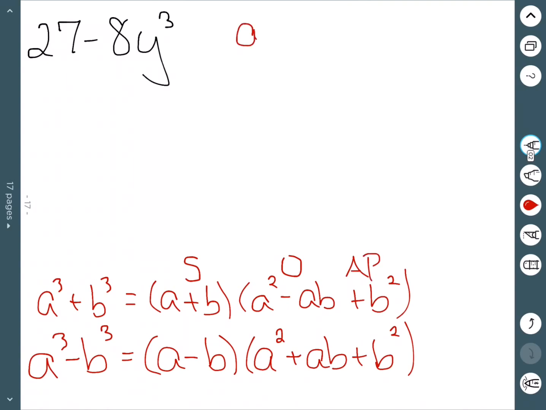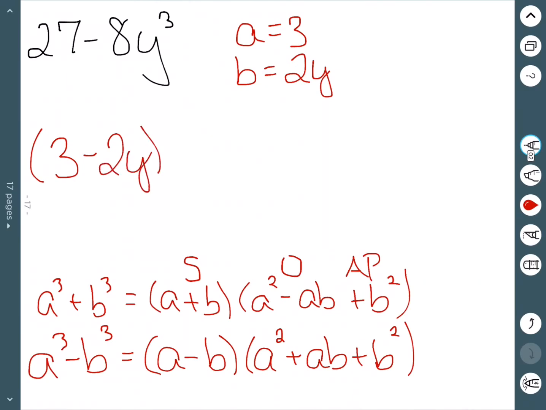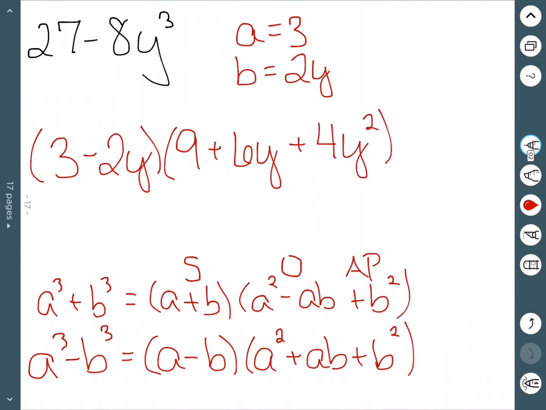For this particular problem, a is going to be 3, since 3 cubed is 27, and b is going to be 2y, since 2y cubed is 8y cubed. When I use my formula, I then have (a minus b) times (a squared, 3 times 3 is 9, plus a times b, so that is 6y, plus b squared. 2y squared is 4y squared).